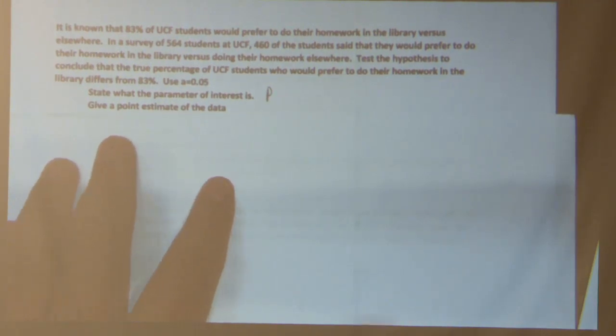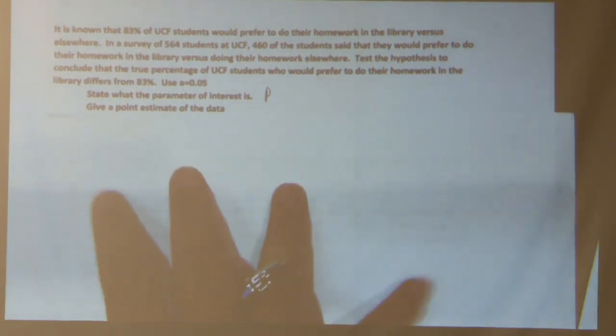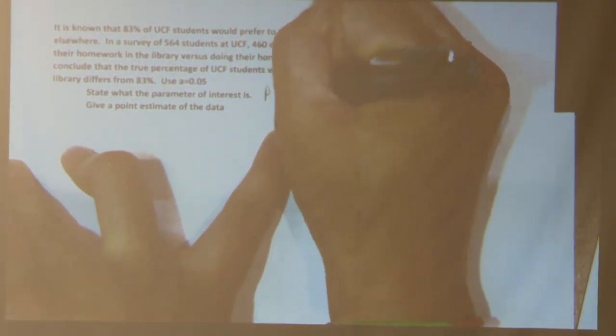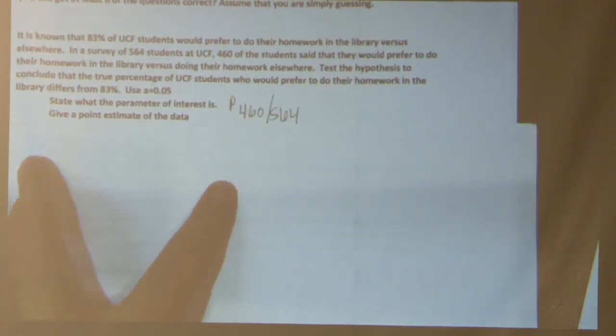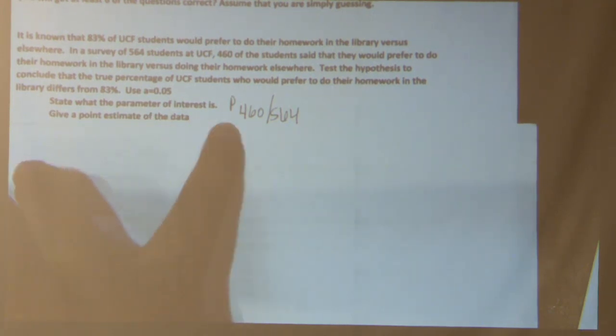Next, we want to give a point estimate of the data. The point estimate is going to be the numerical value of the p hat, since we are dealing with a proportion problem. So since they said that 460 students would prefer to do their homework in the library out of the 564, that value is going to be your point estimate and is also going to be equal to your p hat.